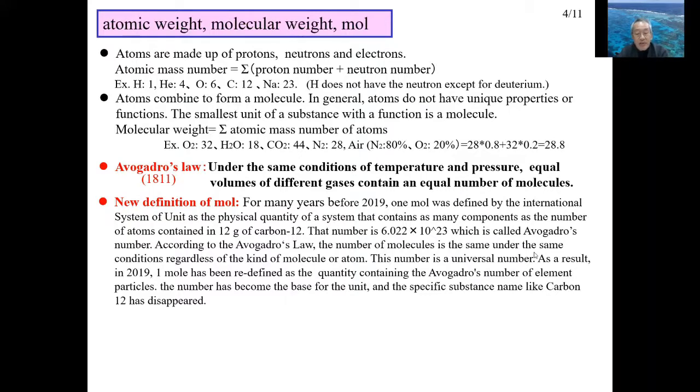As a result, in 2019, 1 mole was redefined as a quantity containing the Avogadro's number of elementary particles. The number has become the base for the unit, and the specific substance name like carbon-12 has disappeared. The definition has changed, but it has virtually no influence.